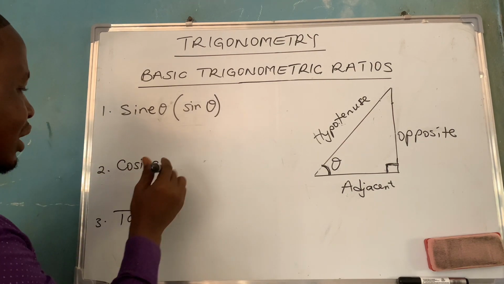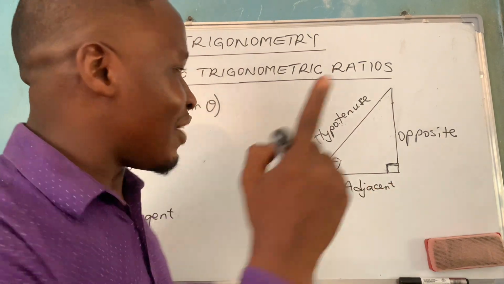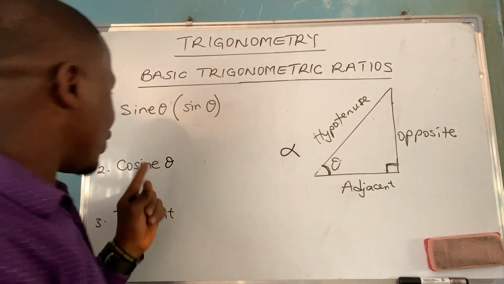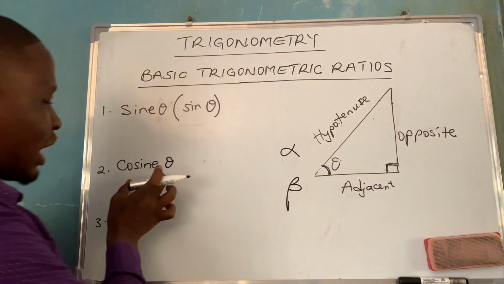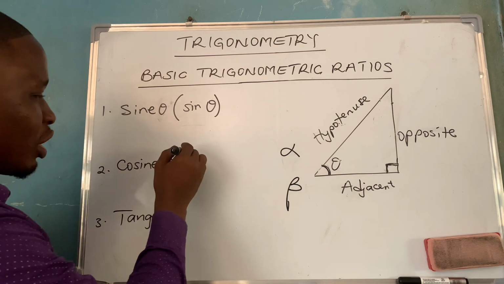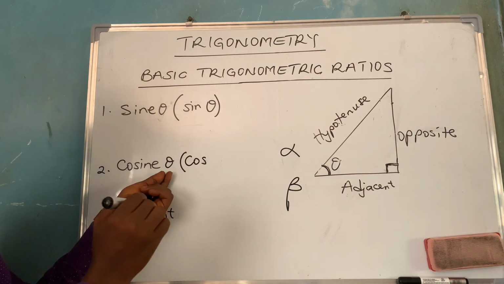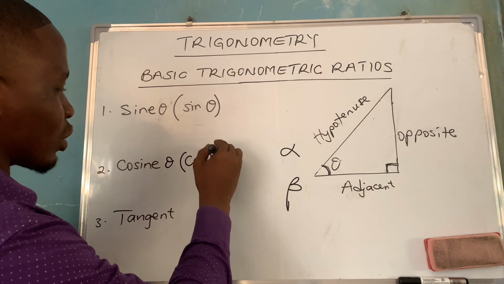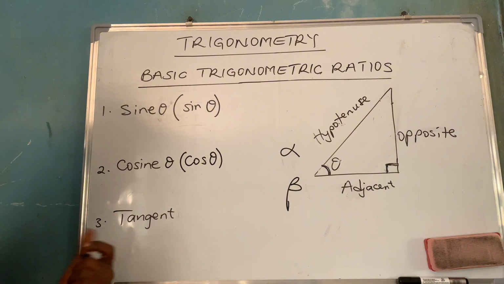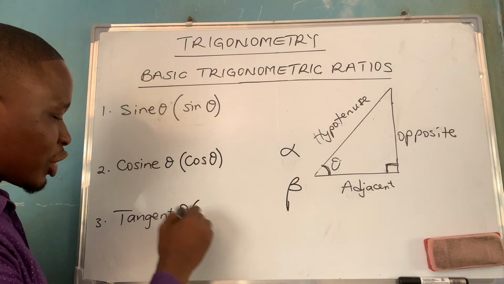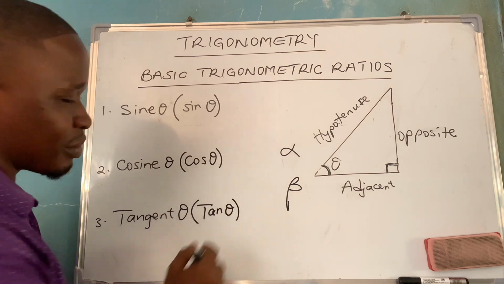So this is cosine theta, provided the given angle is theta. If the given angle is alpha, we say cosine alpha. If the given angle is beta, we say cosine beta. In short, for the cosine, we say cos. So instead of cosine theta, we say cos theta. So here again, tangent theta, but the short form, we say tan theta.